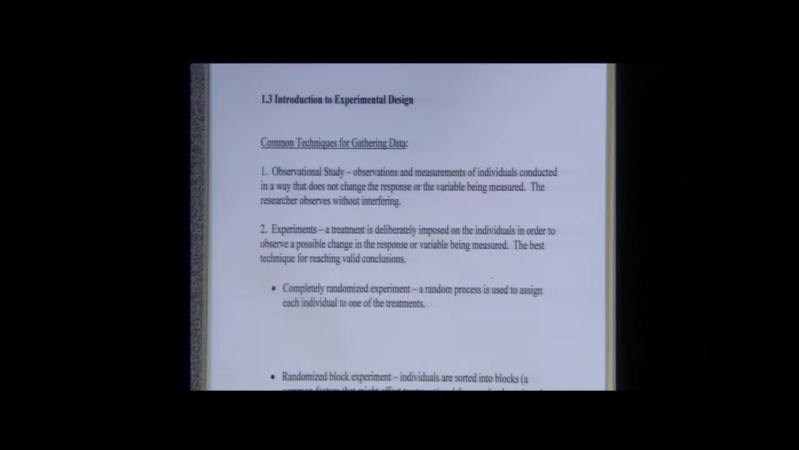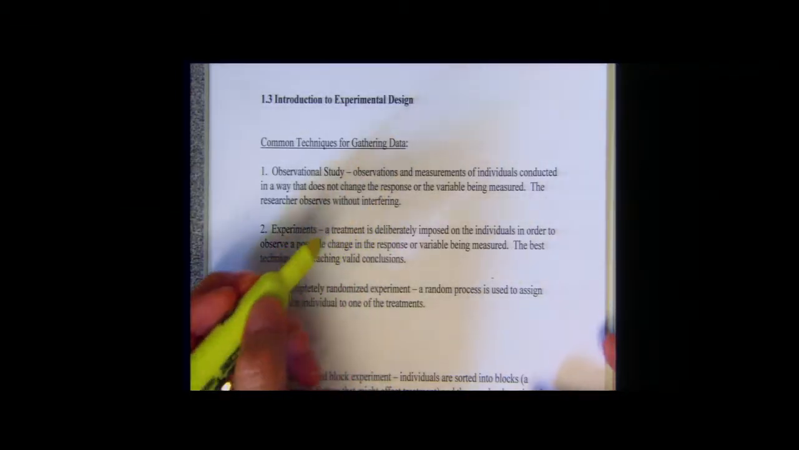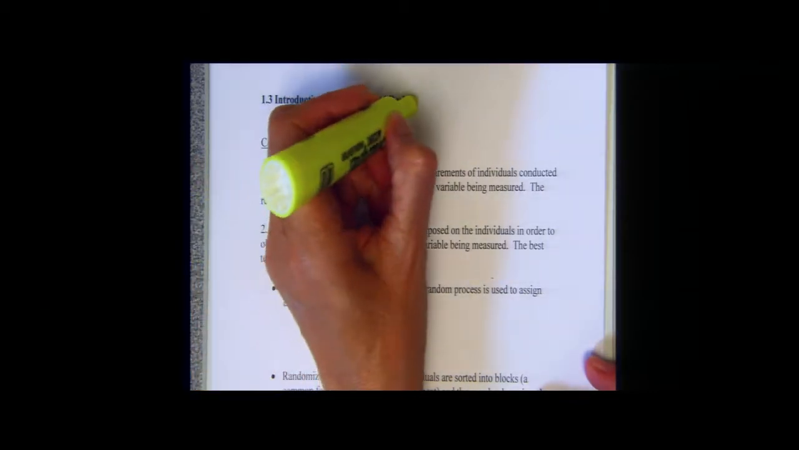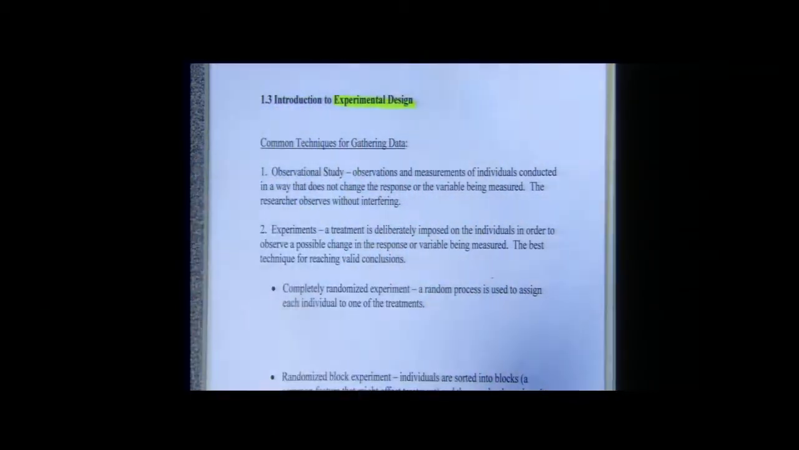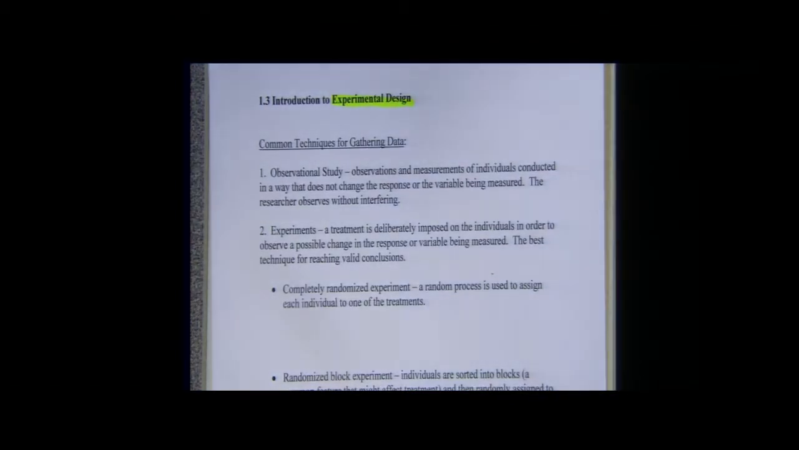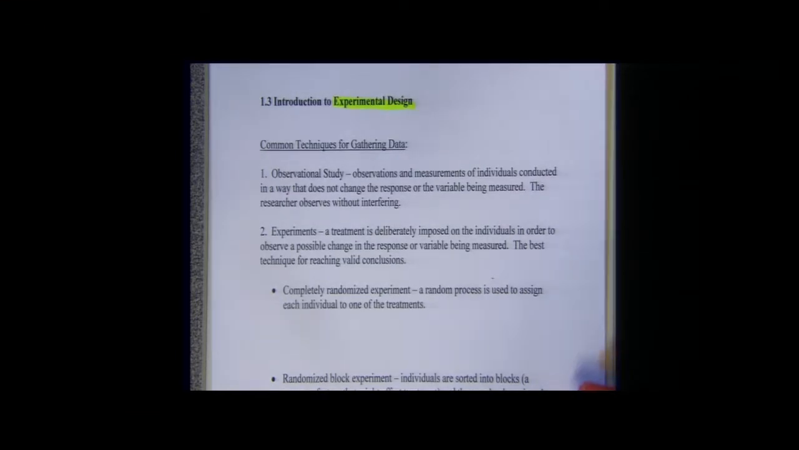As I stated earlier, Chapter 1 is a lot to do with definitions and terminology, and that is also true for 1.3. We're going to look at what is considered and called experimental design. So when you're doing a study, there's a particular experimental design that we can look at.